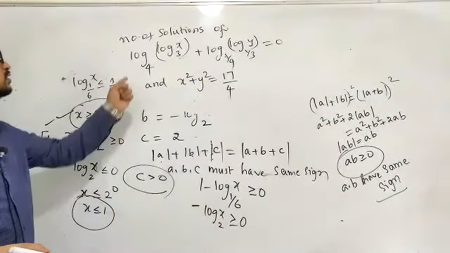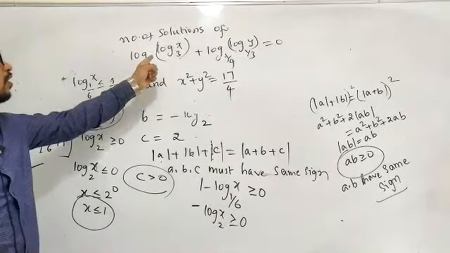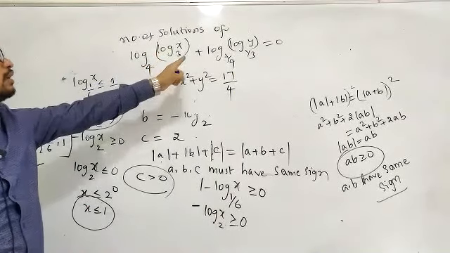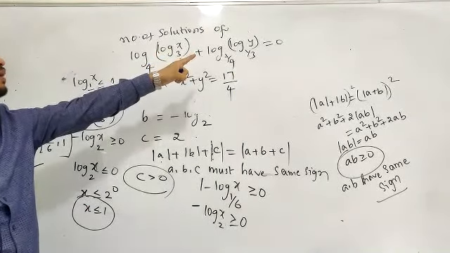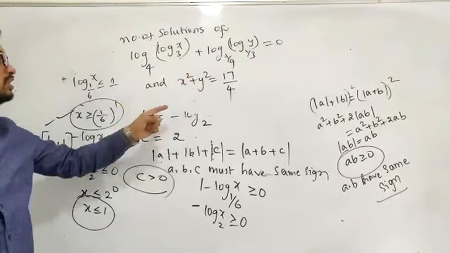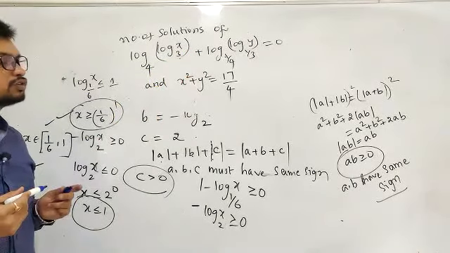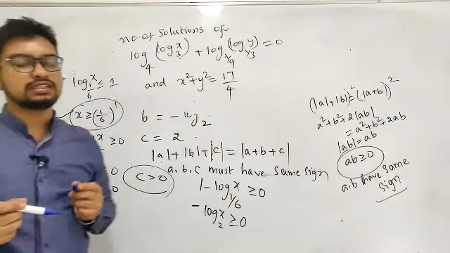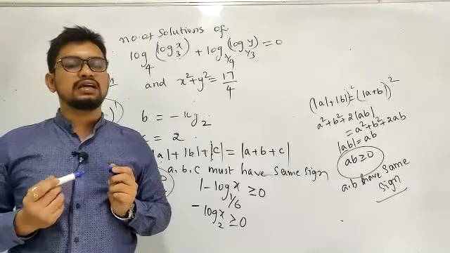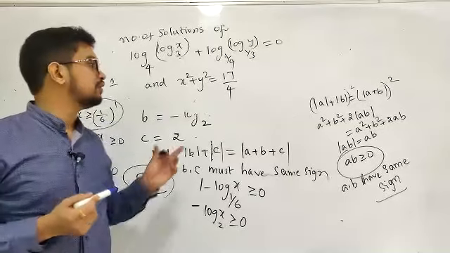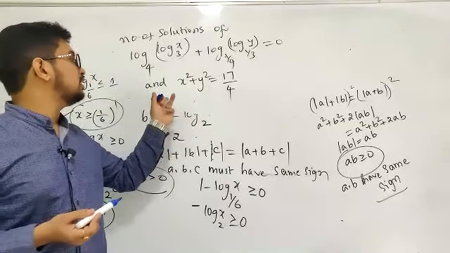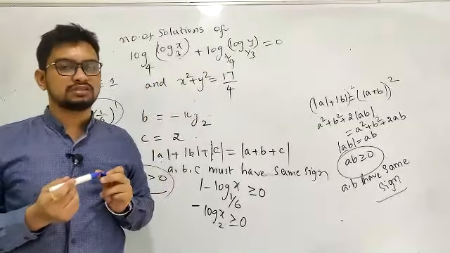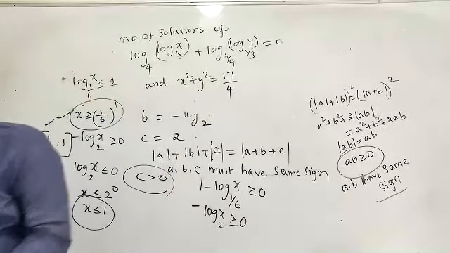The number of solutions of log of log x to the base 3 to the base 4 plus log of log y to the base 1 by 3 to the base 1 by 4 is equal to 0, and x square plus y square is equal to 17 by 4. They are giving you 2 simultaneous equations. After giving you 2 simultaneous equations, they are asking you the number of solutions, right? Think about this problem.